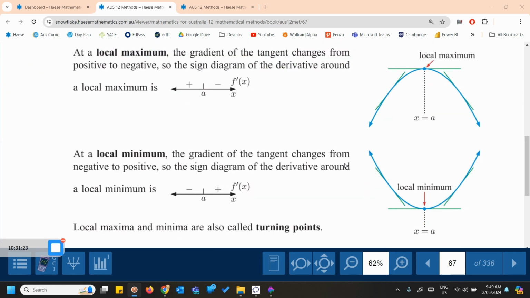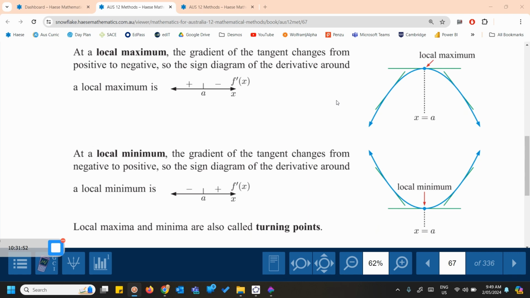A local minimum is very similar, but the other way around. So in this case, any point before the stationary point on the function would have a tangent with a negative slope. We get to the local minimum point itself and we have a tangent with a horizontal slope, a 0 slope. And then after that point, we would have tangents with a positive slope. So that indicates a local minimum.